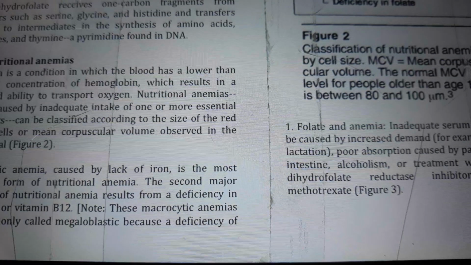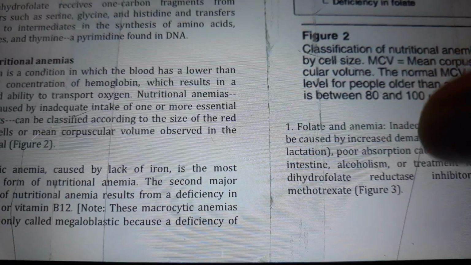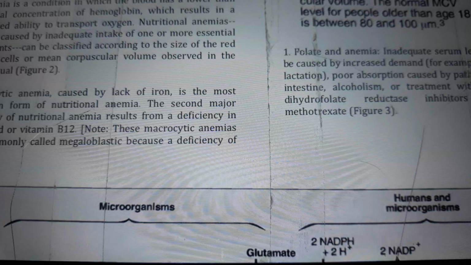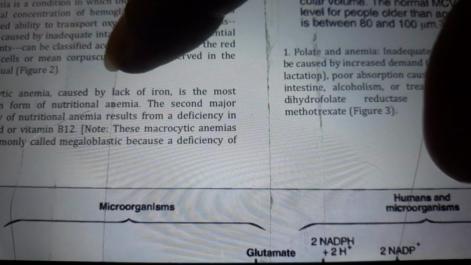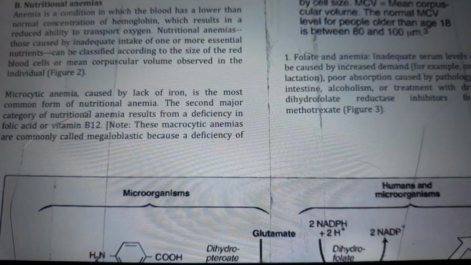Nutritional anemias. Anemia is a condition in which the blood has a lower than normal concentration of hemoglobin, which results in reduced ability to transport oxygen. Nutritional anemias, those caused by inadequate intake of one or more essential nutrients, can be classified according to the size of the red blood cells, or mean corpuscular volume, observed in the individual.